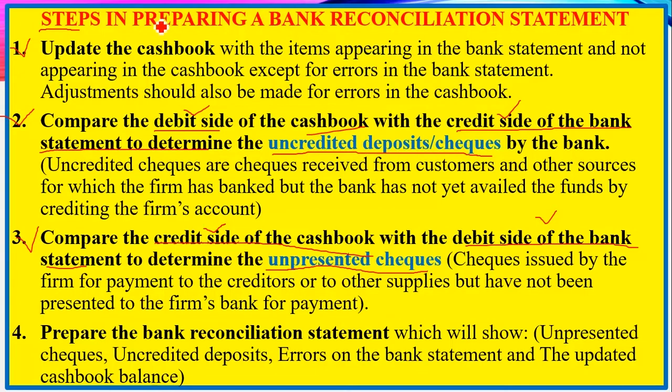Once you're done with correcting this, once you have updated your cash book, you have checked for uncredited deposits, and you have checked for unpresented checks, then you go ahead and prepare the bank reconciliation statement. The bank reconciliation statement is going to show unpresented checks, uncredited deposits, and any errors on the bank statement, and it's also going to show the updated cash book balance.